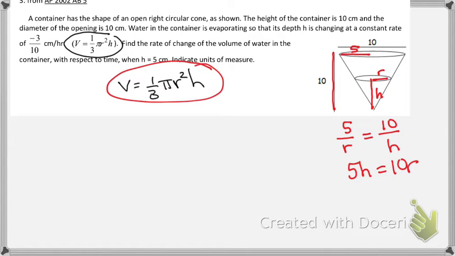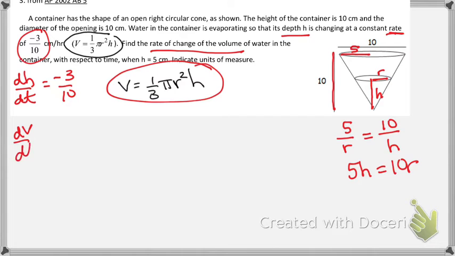So now we're going to have to read the problem again. It all comes down to the dt's, the rates, okay? The depth is changing at a rate of negative 3/10. So in variable speak, dh/dt is negative 3/10. And it's negative because the height is getting smaller. Right now we need to know, what else do they give you? Either another rate, or what else do they ask me? Let's read the problem again and look for something about a rate. Okay. Find the rate of change of the volume. So dV/dt is what they want.